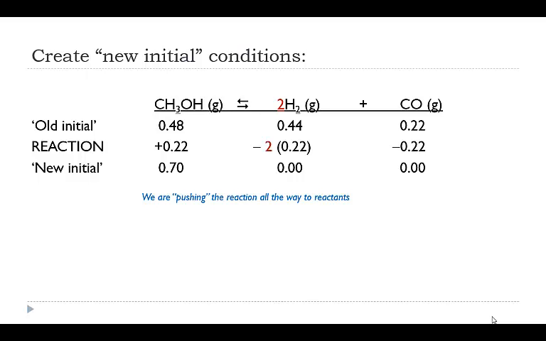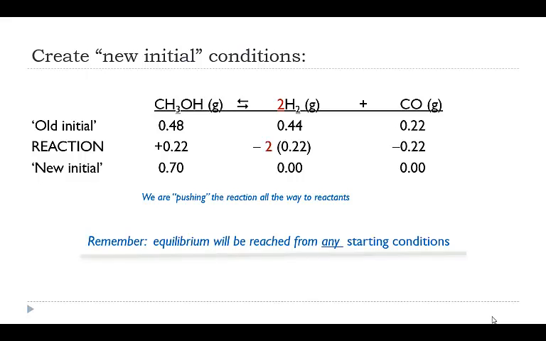And what we're going to do first is create new initial conditions. So what we're going to do is push the reaction all the way to reactants. Remember, equilibrium will be reached from any starting conditions. So as long as our stoichiometry is right, we can do this. We're going to subtract 0.22 atmospheres from carbon monoxide, subtract 2 times that from the hydrogen, and add that to the methanol, giving us initial values of 0 for products and 0.7 atmospheres for reactants.